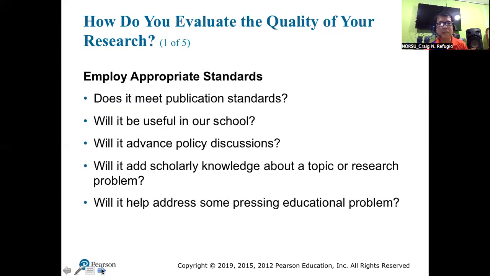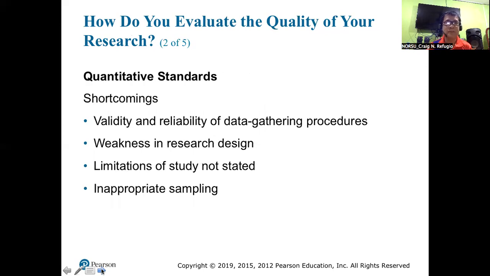Employ appropriate standards. Does it meet publication standards? Will it be useful in our school or university or college? Will it advance policy discussions? Will it add scholarly knowledge about a topic or research problem? Will it help address some present educational problems?